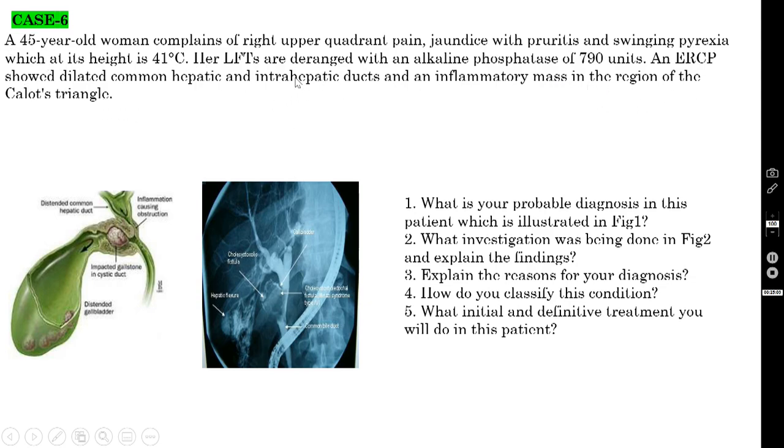So all these findings are very important because this dilatation of only the common hepatic duct and intrahepatic duct is very important. See this picture: what is your probable diagnosis illustrated here? This is a gallstone. You are seeing plenty of stones, but one of the stones has gone and got stuck in the Hartmann's pouch, the neck of the gallbladder. It is unable to go through into the CBD through the cystic duct.